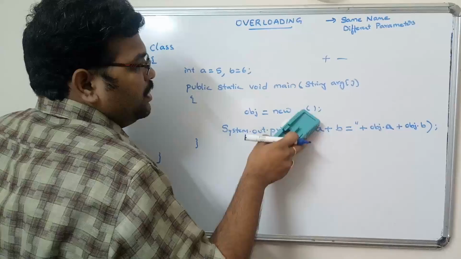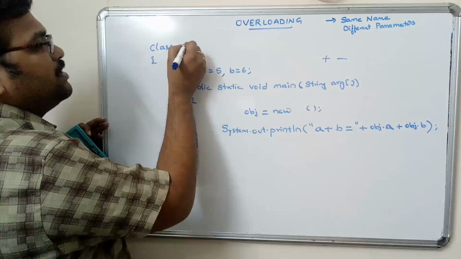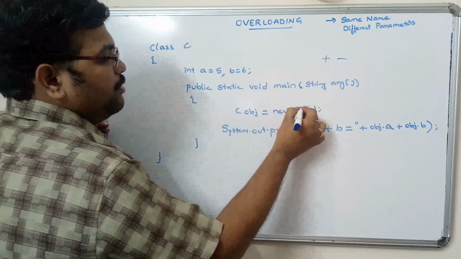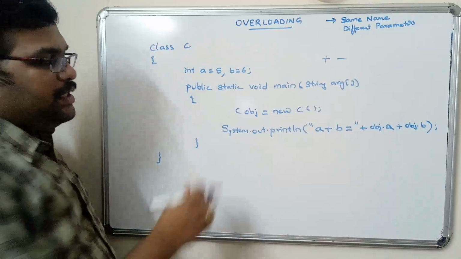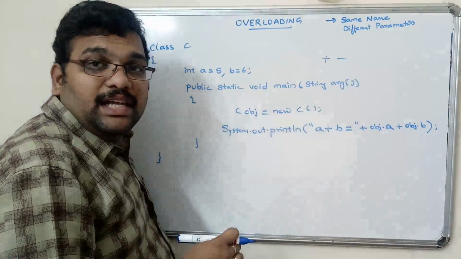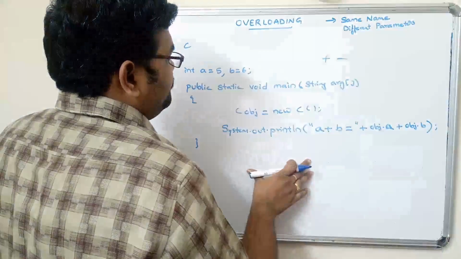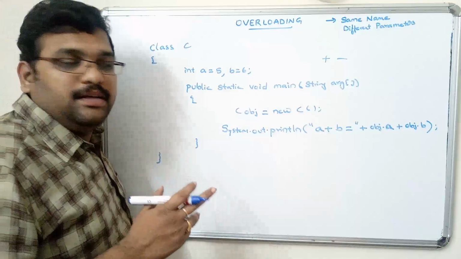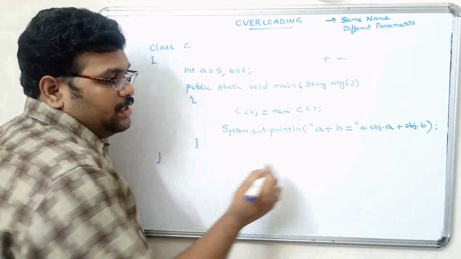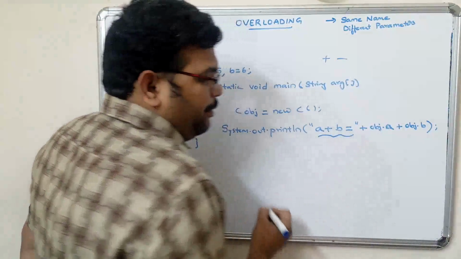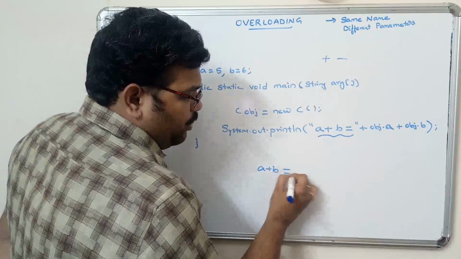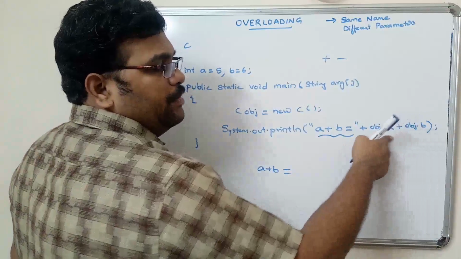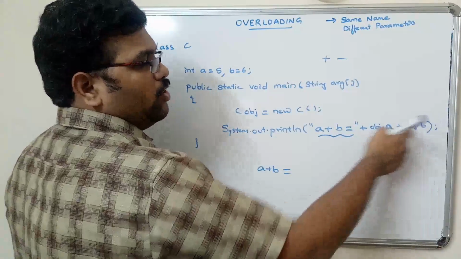Wait. Here we are taking a and b as variables, and c is an object, and new C is a class name. Right. So here I am trying to add two numbers and printing the result. It will be printed as a plus b is equal to, and here I am adding two numbers, object.a plus object.b.